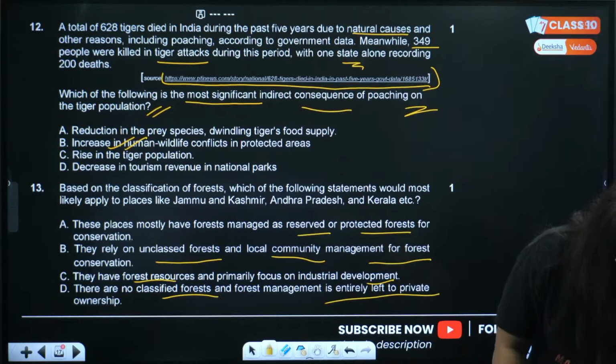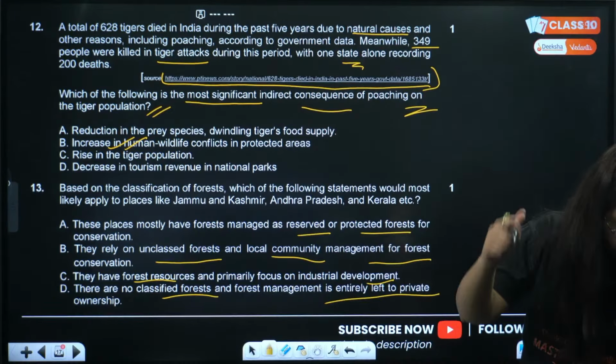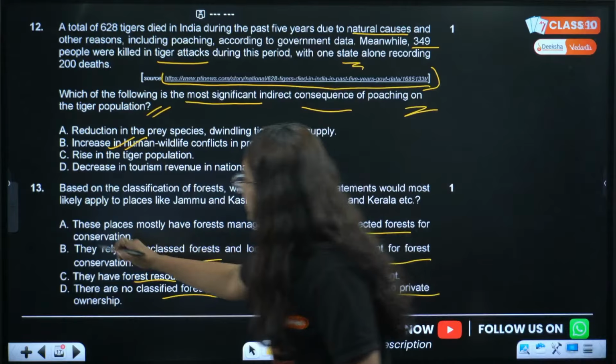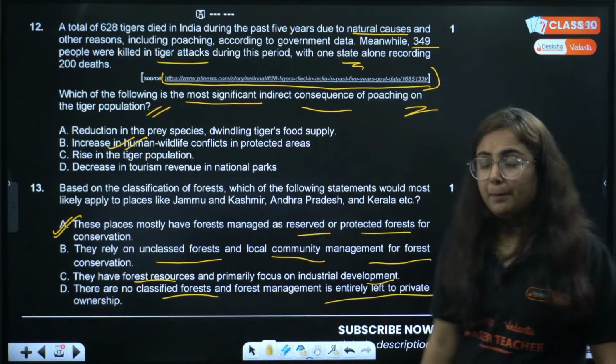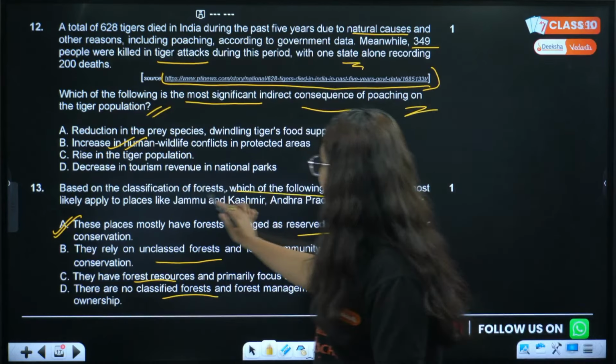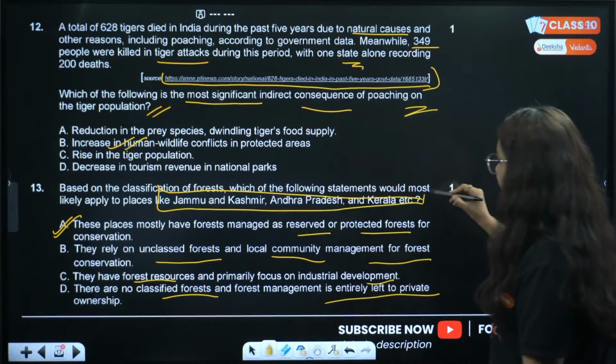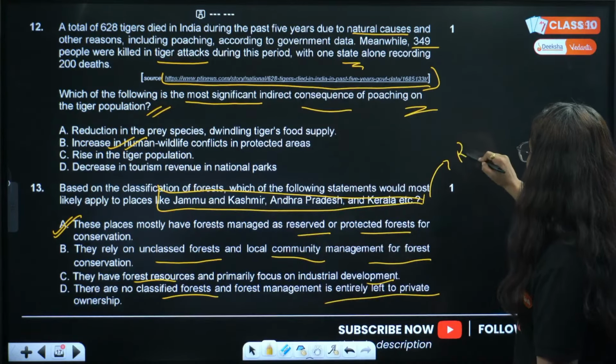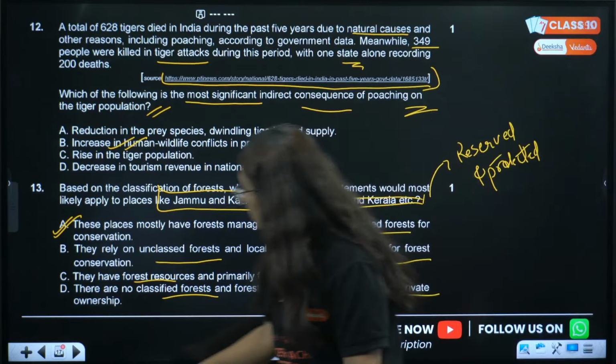Vaishnavi, Sanika, Sandhya, very good. A is the correct answer, right? Pay attention. Here we are talking about the forest in Jammu Kashmir, Andhra Pradesh and Kerala. They are majorly reserved forest and protected forest. Well done, students. Next question.